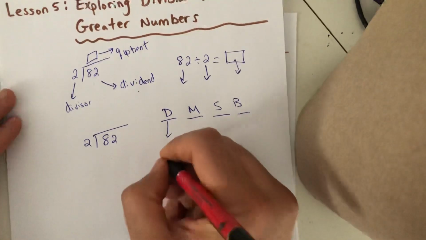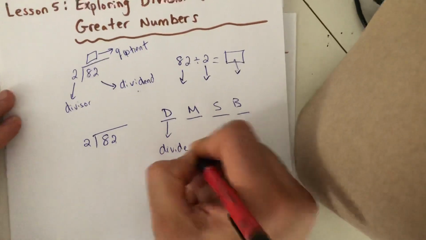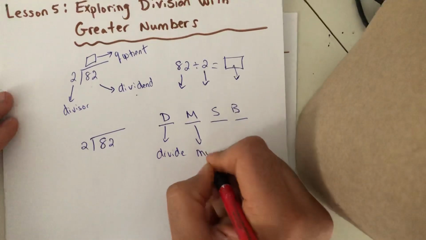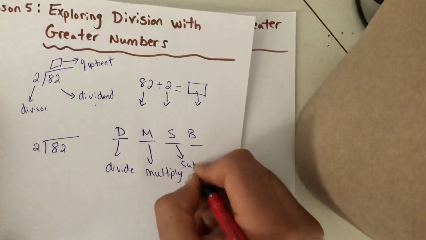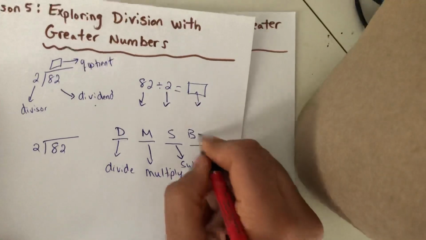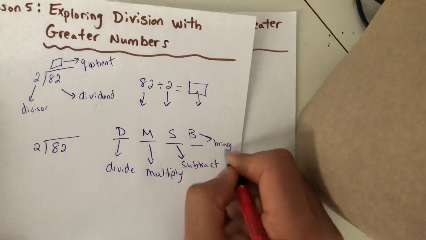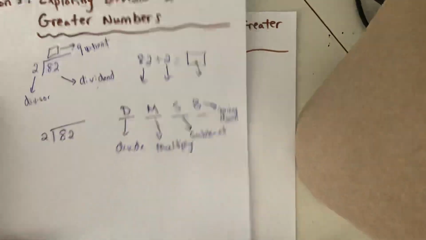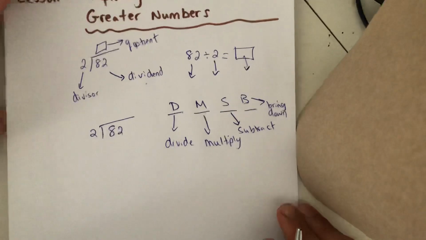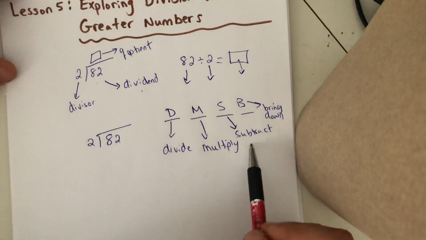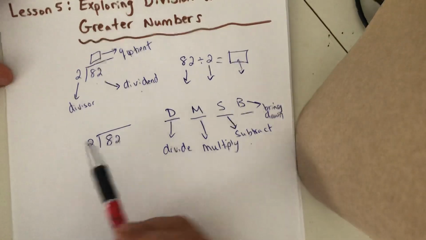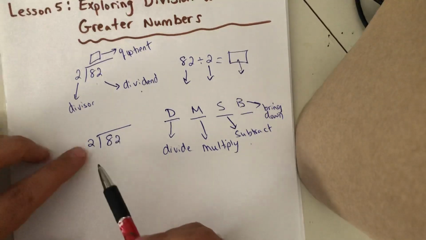Okay, so D stands for divide, M stands for multiply, S stands for subtract, and B means bring down. Some of you might be confused at this point, like what am I dividing, what am I multiplying, what am I subtracting, what am I bringing down? I'm about to show you this in this question.